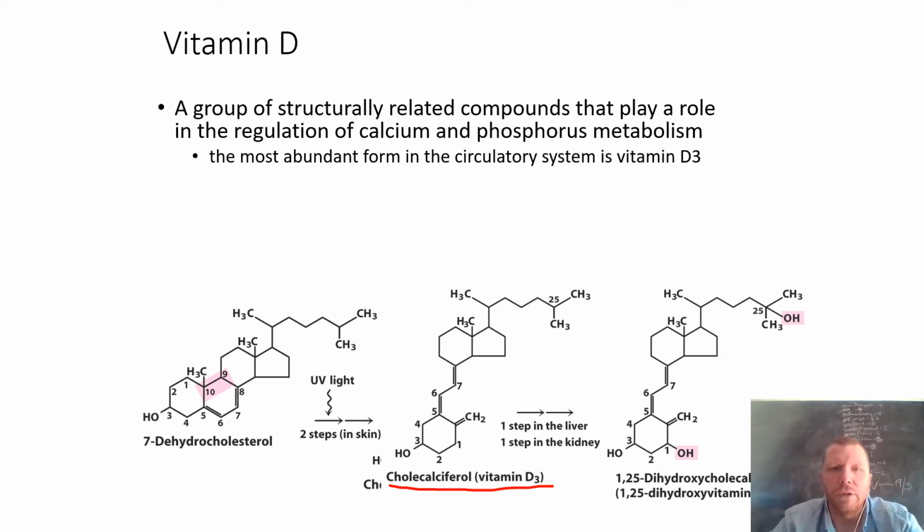Now, your endogenous vitamin D is going to undergo a couple of steps of breakdown with the help of UV light, and that's going to provide your large concentration of vitamin D3. One metabolic step is going to take that to 1,25-dihydroxycholecalciferol, or 1,25-dihydroxy vitamin D3.